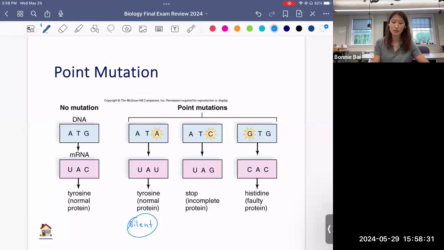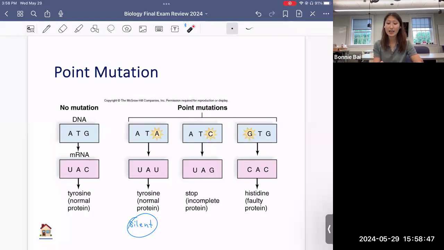Your protein will function just fine. Let's take a look at the second one. We have our original DNA and the mRNA that comes out of the original DNA. Everything else is not changed, right? The DNA is not 3 bases. It's very long. If there's only one base change, it's still a point mutation.